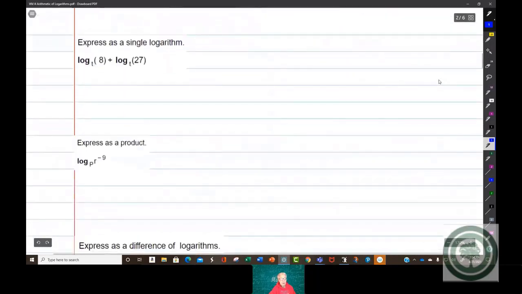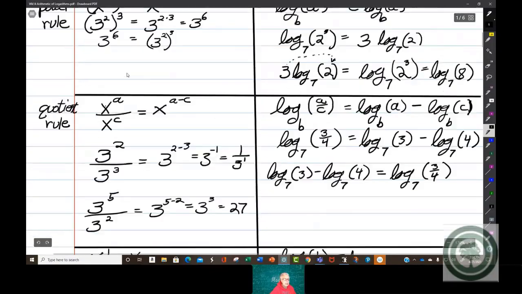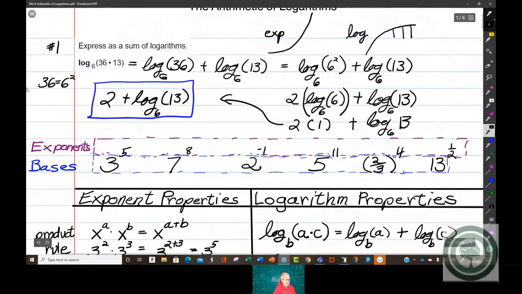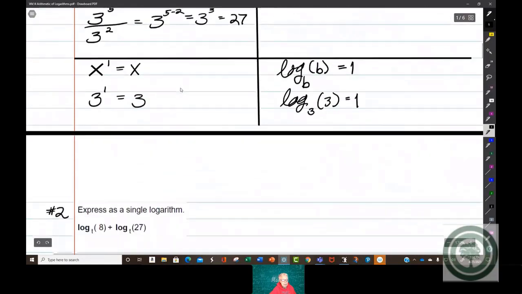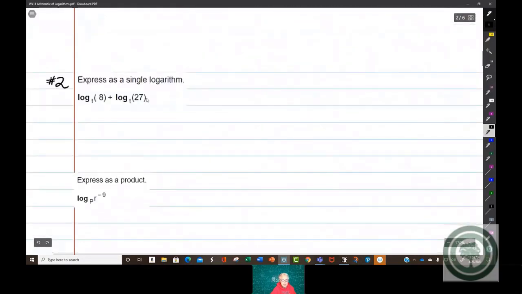Number 2 in your homework is the same rule. This is the product rule going back the other way. You have to learn to recognize them. So actually, I suppose I should write that. Wait a minute. This is the product rule. And this is the product rule.